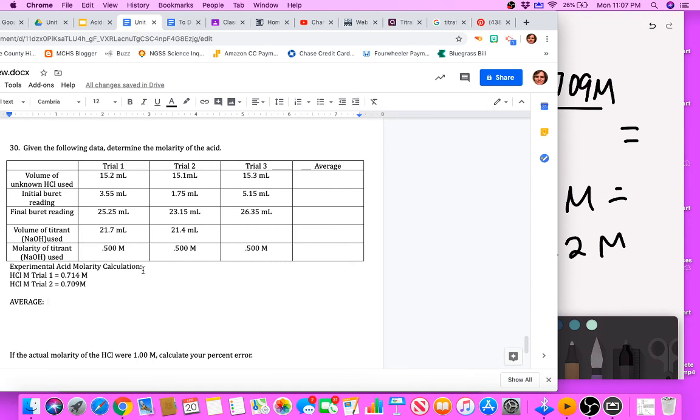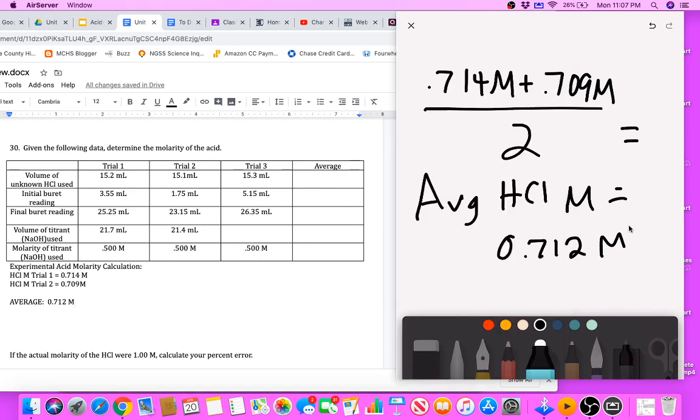And so that's what I'm going to put in here, 0.712 molar. And again, on your test, you're going to have a problem very similar to this. It's just going to have 2 trials. You're going to do very similar to what I'm doing here. Don't just show me what I've written here, show me all this work that you've done.